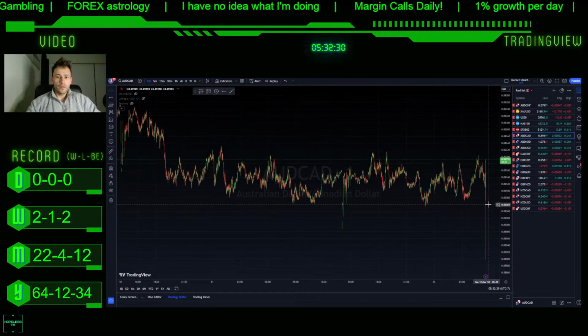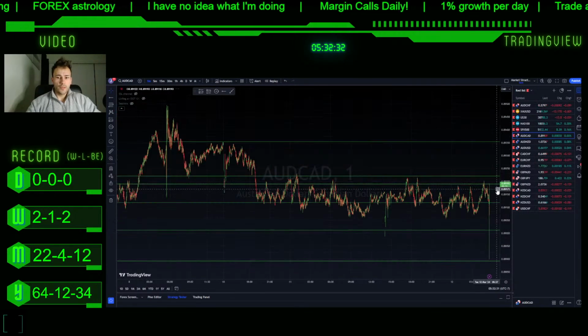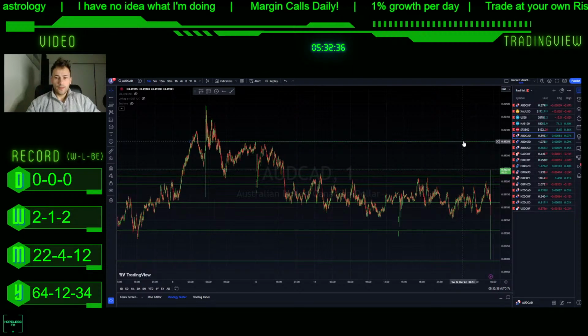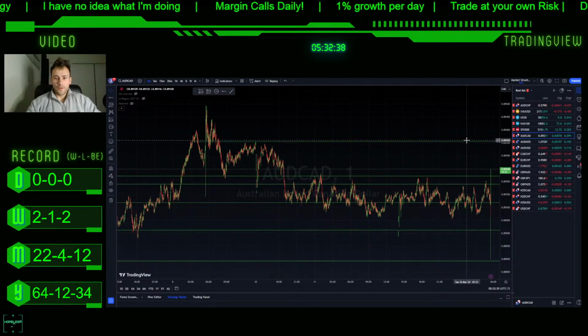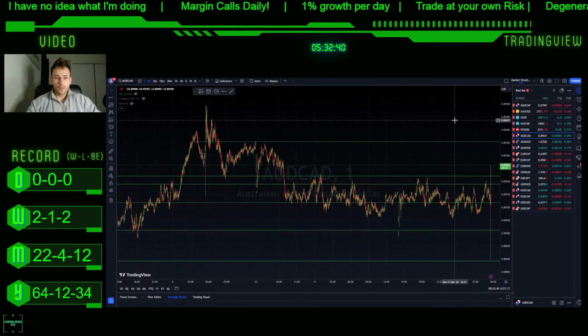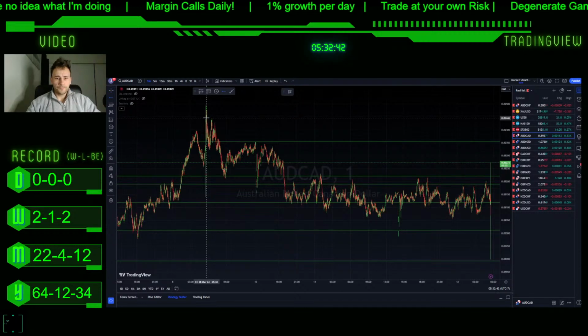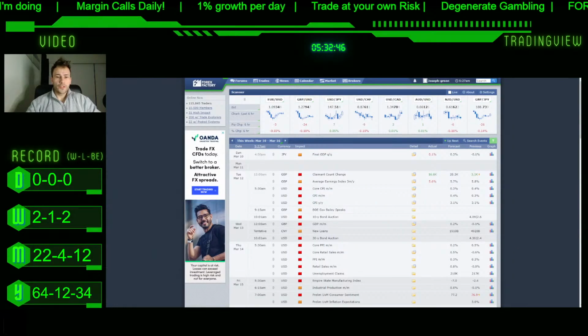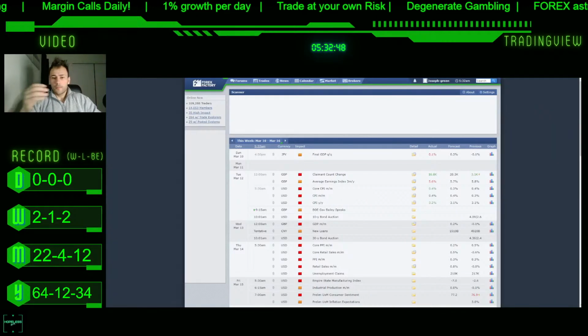Let's see what's happening here. AUDCAD, if price comes up here, breaches into the 335, we could look to get into a sell. Let's do a quick refresh here and see what numbers came out.